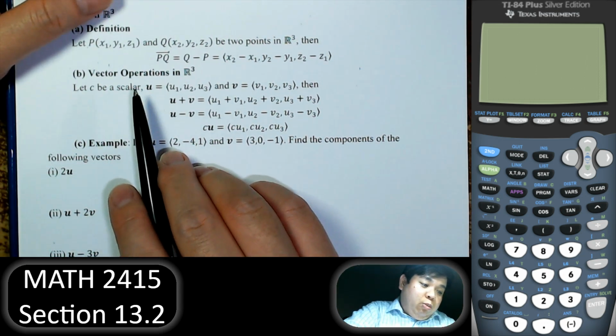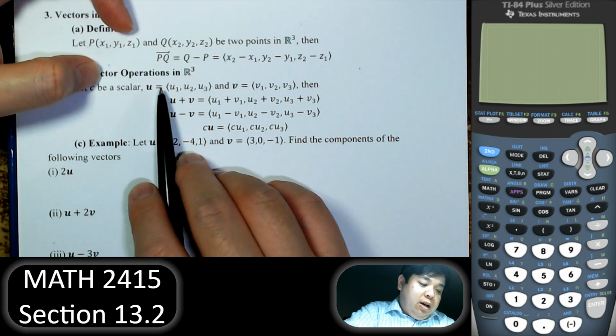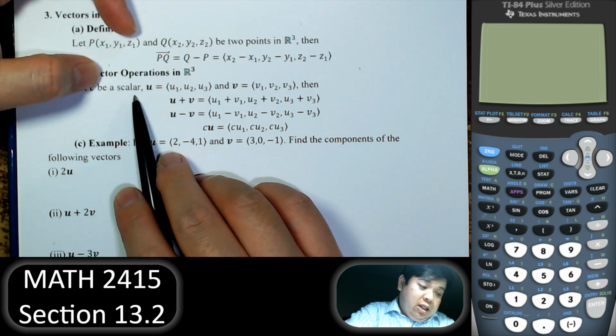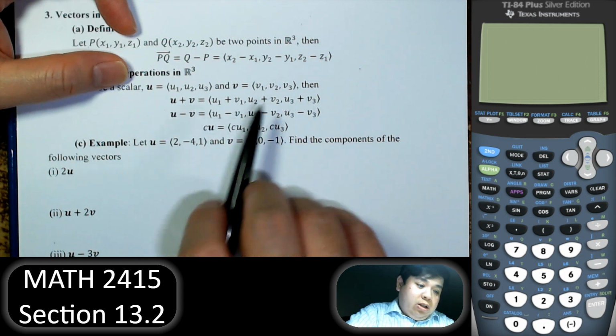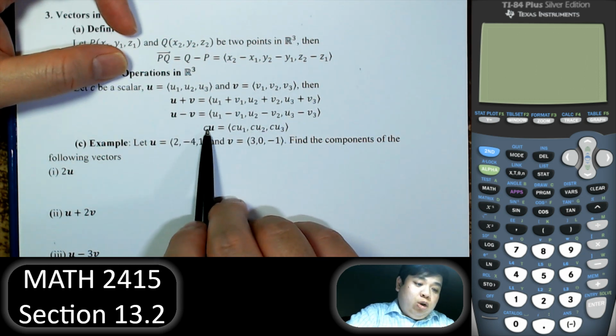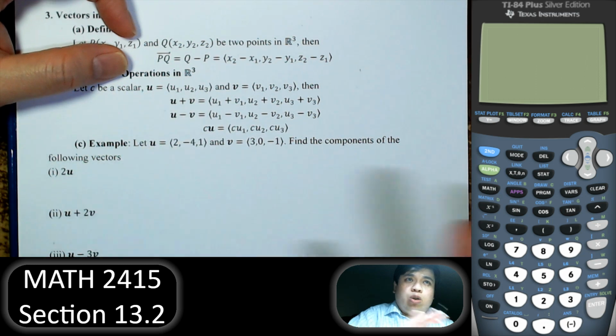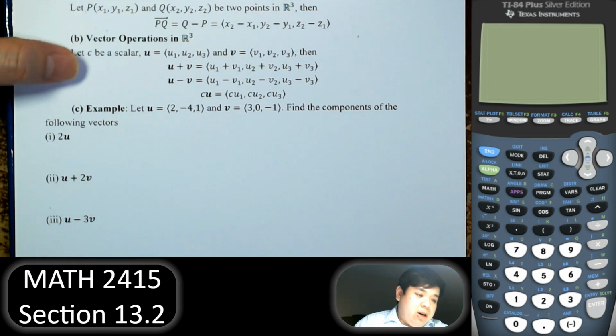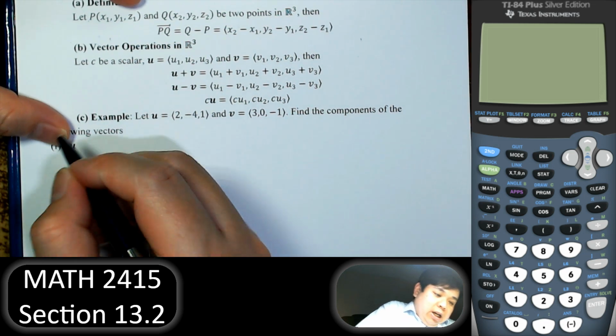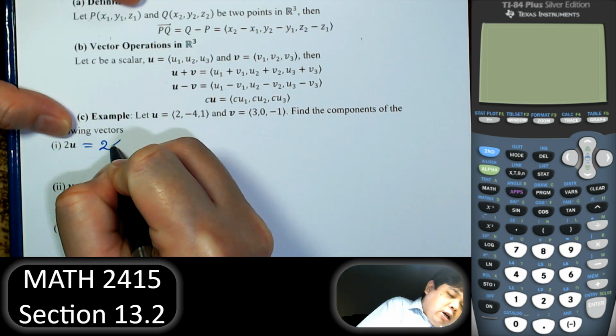And then let's say a be a scalar, a number. u and v are vectors like that, and u plus v, we add the components, subtract the components, and multiply all the components by that constant. So there's nothing new here. Now find the components of the following vector 2 times u. So pretty much we take 2 times the vector u.